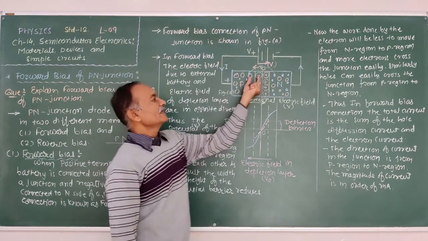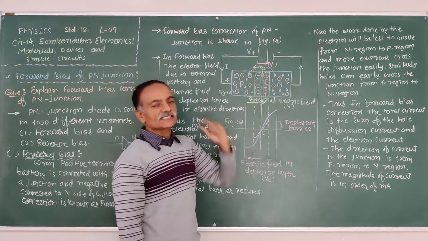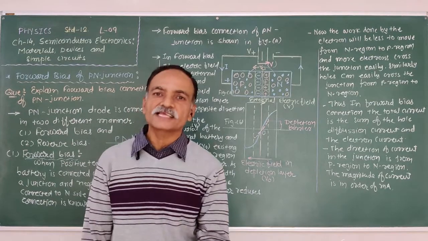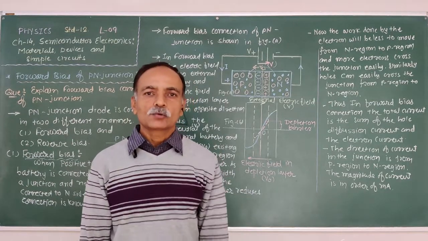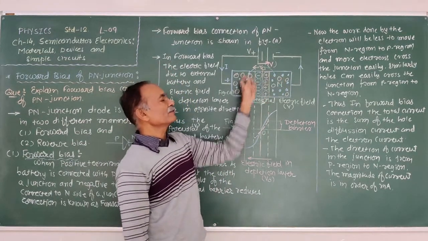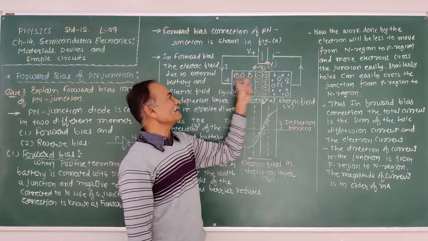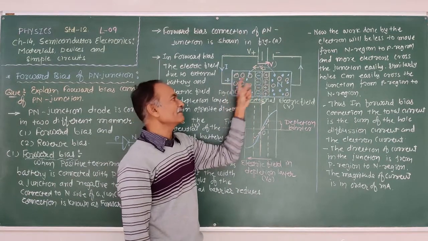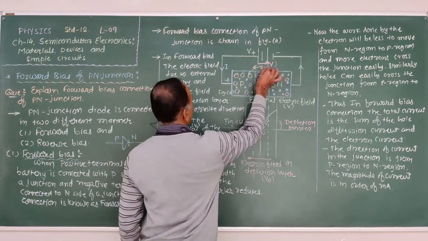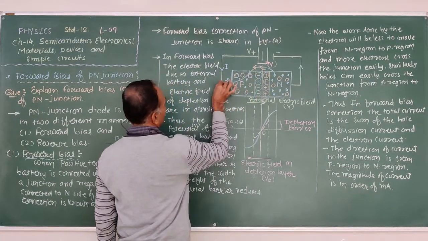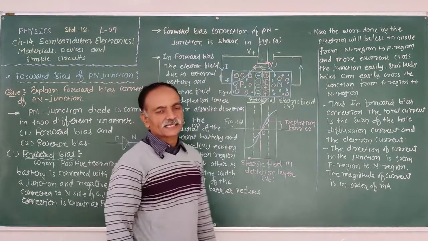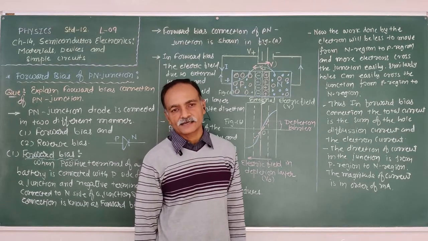Therefore, the negative ions and positive ions deposited near the junction are fewer. The electrons diffused from N to P are taken by the positive terminal of the external battery, so these electrons directly pass through the external circuit and form the electric current.